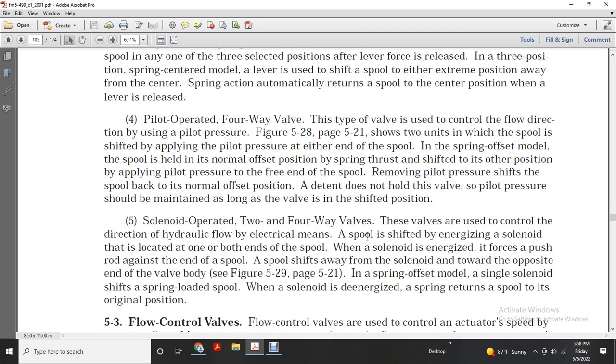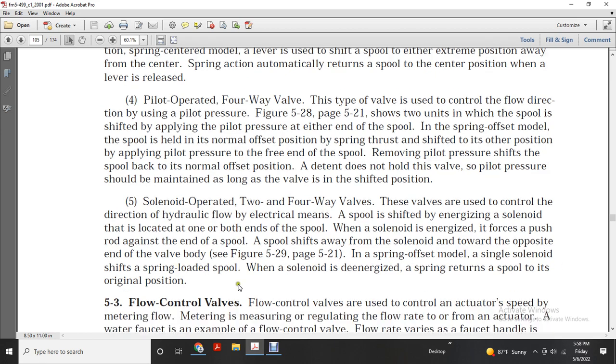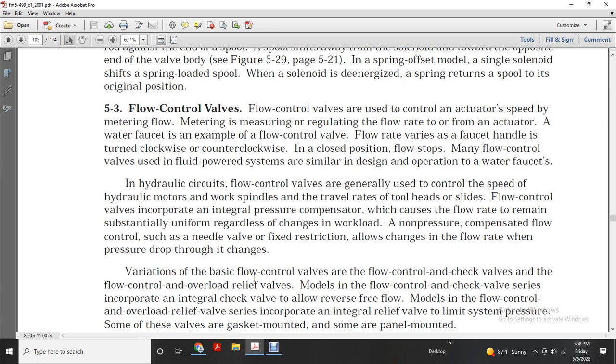Solenoid operated two-way, four-way valve with the valve with the control with the direction of hydraulic fluid with electrical means. Spool shifted to the energized solenoid located with the bolt one or both ends of the spool with the solenoid's energy of the force push for the begin with the end of the spool shifts, and with the solenoid toward the opposite end of the valve body with the figure 529, page 521, spring offset valve with the spring solenoid shift. The spring load with the solenoid at the energized spring returns the spool with the original position. Flow control valves.